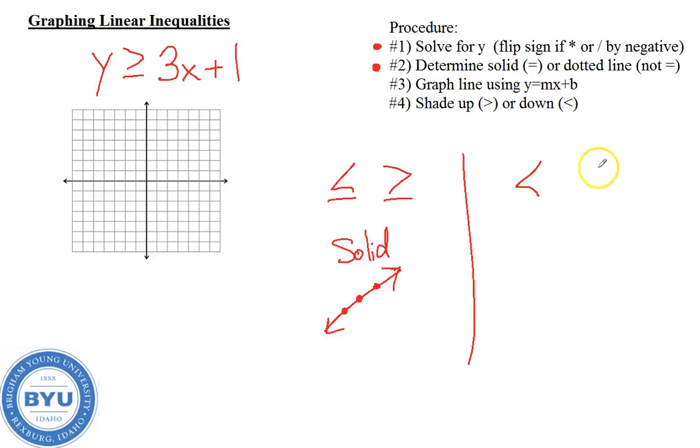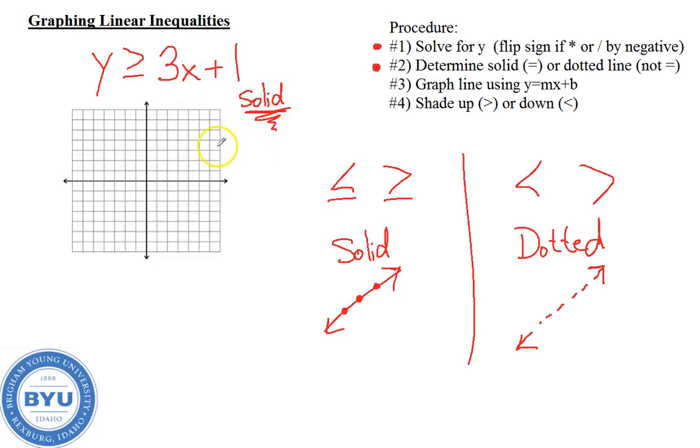However, if we don't have that equal to, for example, if we just have less than, or we just have greater than, and no equal to, that means we're going to use a dotted line. We'll use a dotted line when graphing, and that's because the points on the line are not actual solutions to the inequality. So for this one here, we have y is greater than or equal to 3x plus 1. Because it's equal to, we're going to be using a solid line. So I'm just going to write this here so we don't forget.